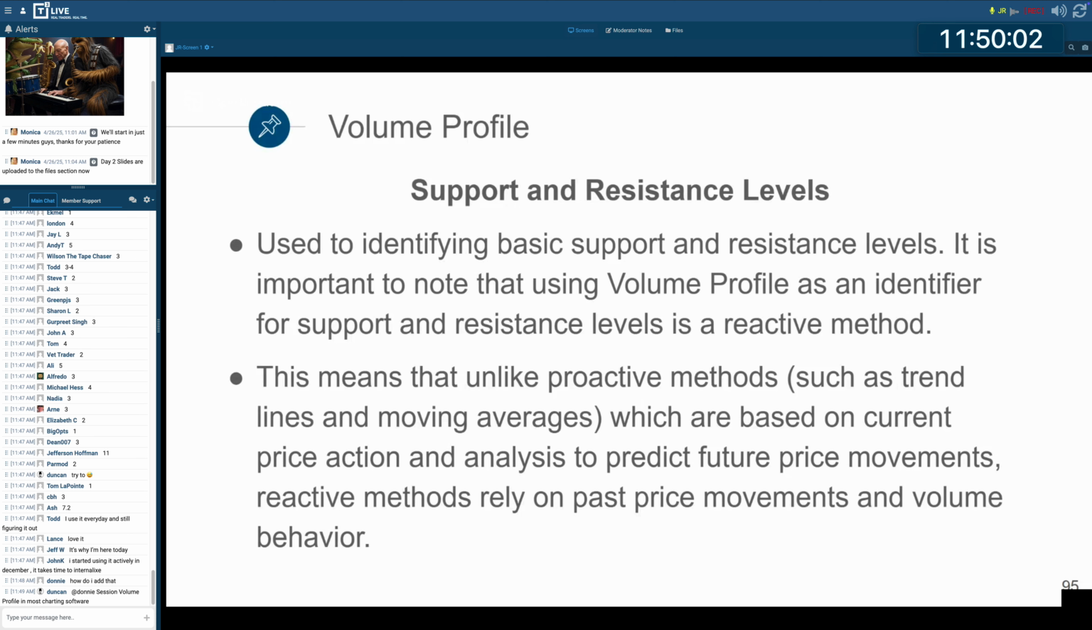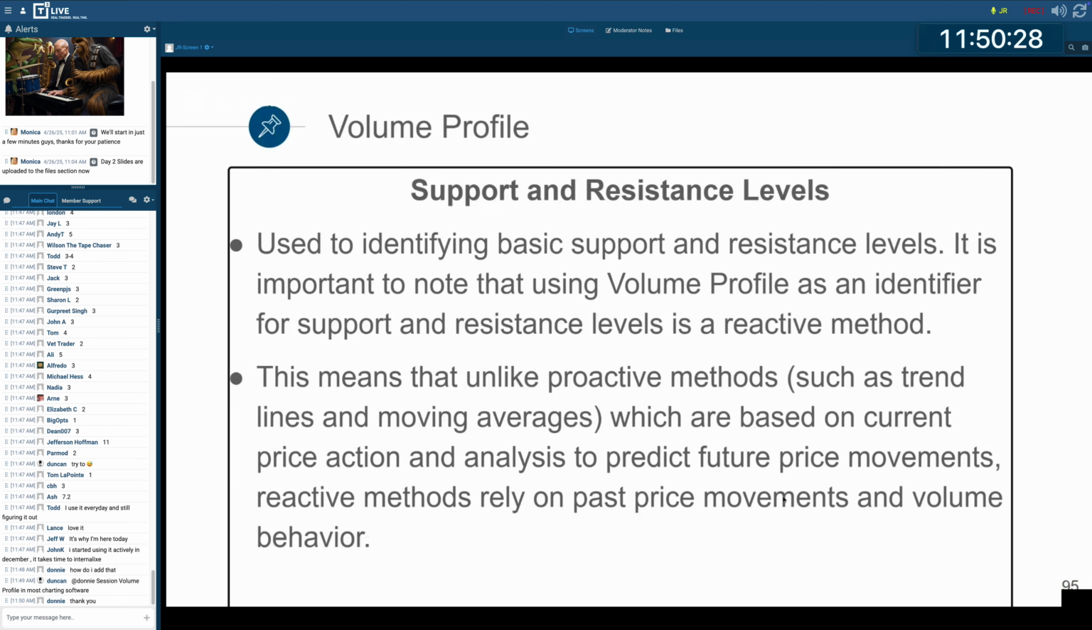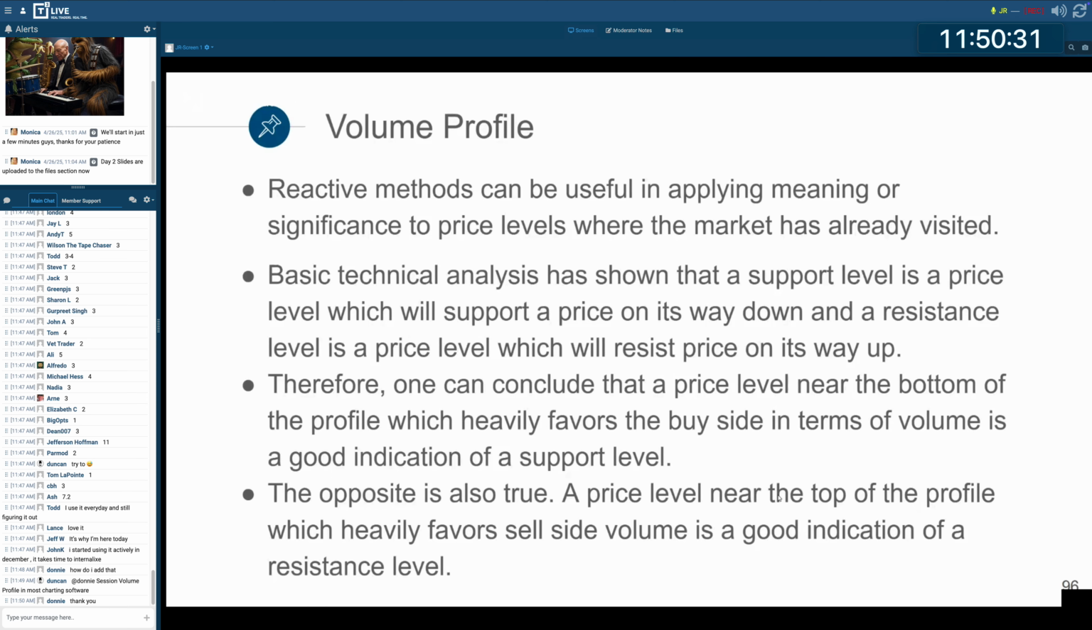Support and resistance levels: used for identifying basic support and resistance levels. It is important to note that using volume profile as an identifier for support and resistance levels is a reactive method, right? Remember, reactive versus initiative. This means that unlike proactive methods such as trend lines and moving averages, which are based on current price action analysis to predict future price movements, reactive methods only rely on past price movements and volume behavior. Reactive methods can be useful in applying meaning and significance to price levels where the market has already visited. Why is that true?